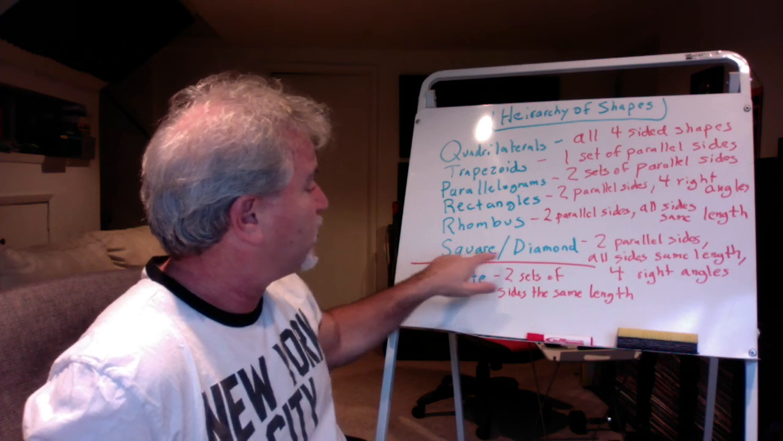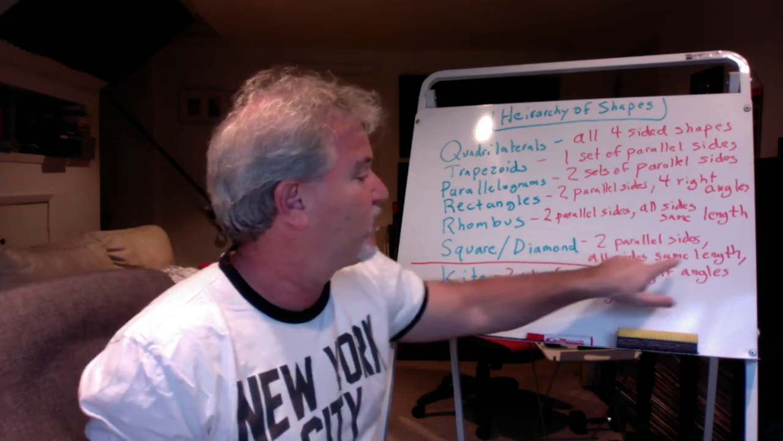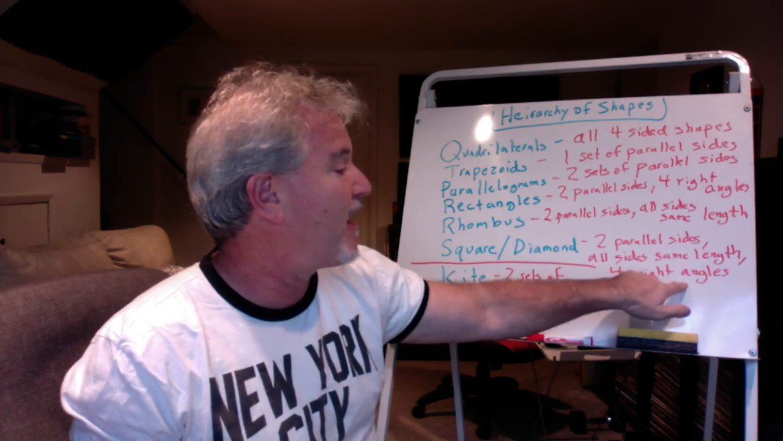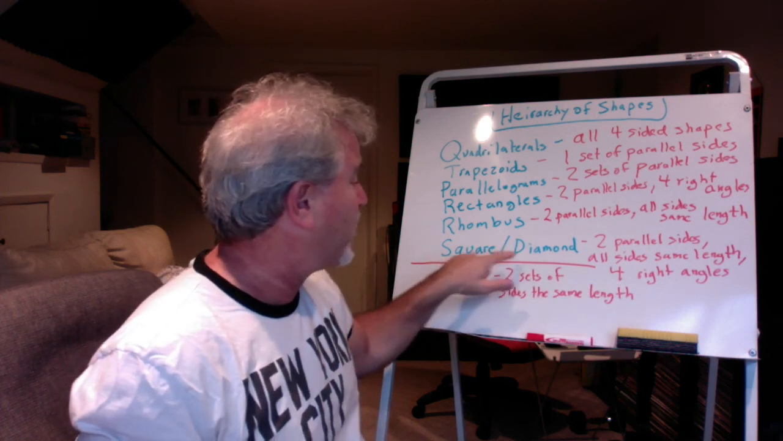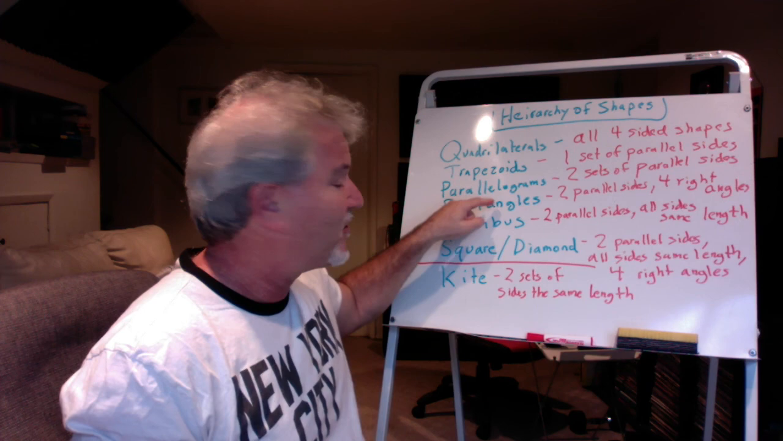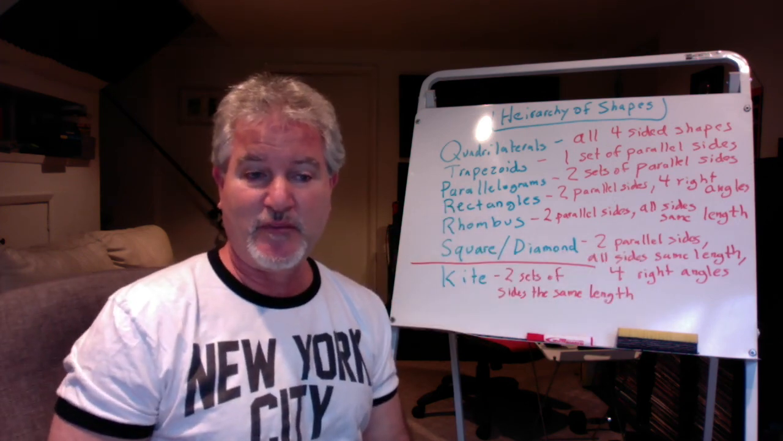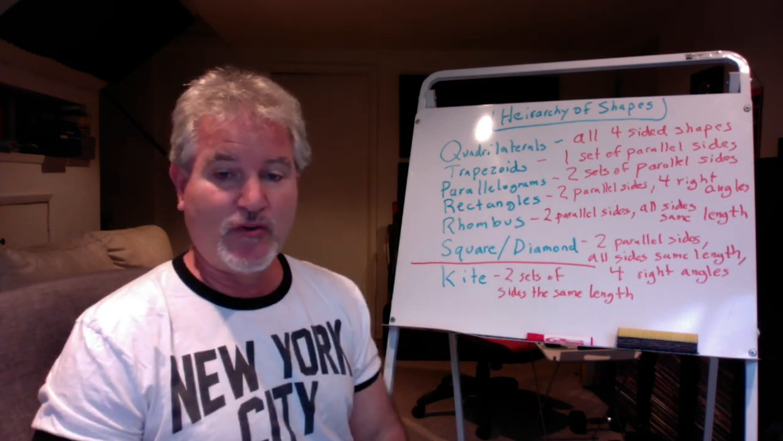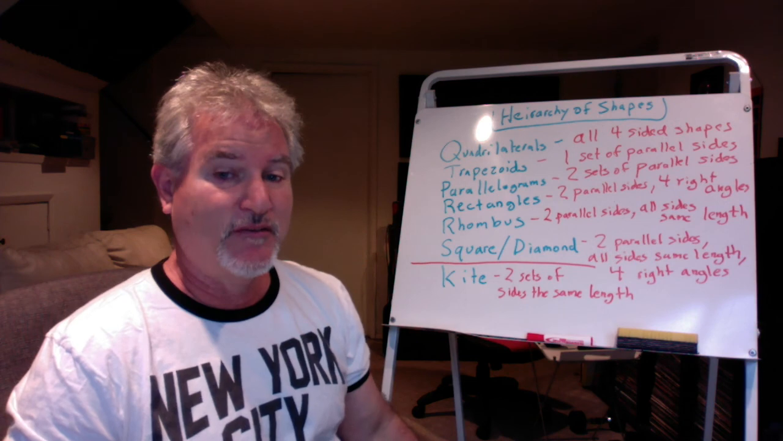So if I say, is a square or a diamond a rectangle? Well, two parallel sides, all have to have the same length, and four right angles. It has the two things that make it a rectangle. So a square or a diamond is a rectangle. But a rectangle is not a square, because in a square, all four sides have to be the same length, and that's not true of a rectangle. So hopefully this is not getting confusing.